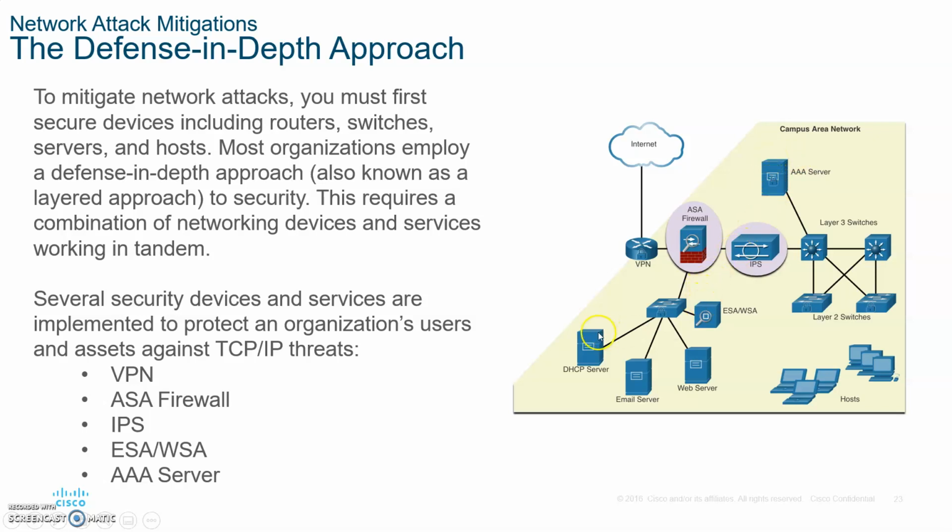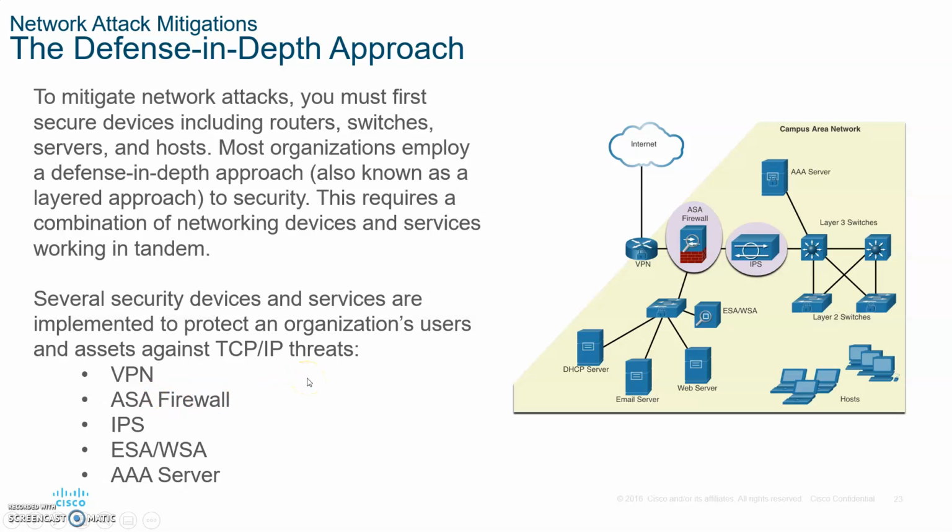All right, so you've got a VPN, and so on. We'll discuss some of these one by one as we go along. A VPN allows users to connect over the internet as if they were on their own private network. A firewall, the ASA firewall, is specifically for Cisco.